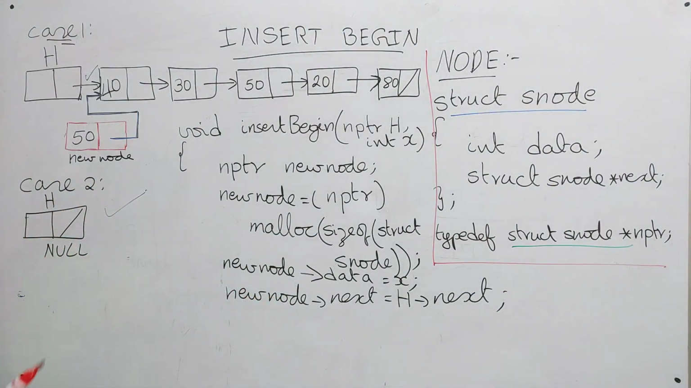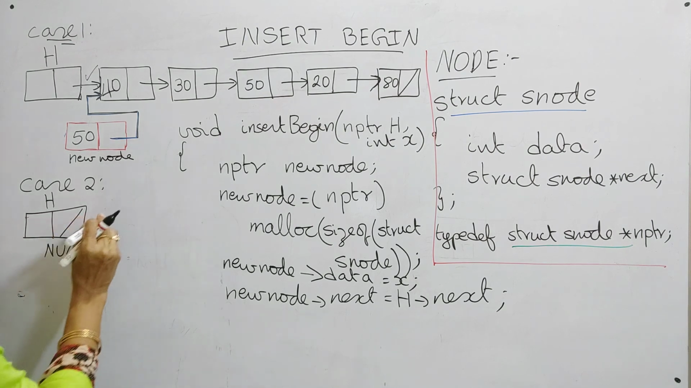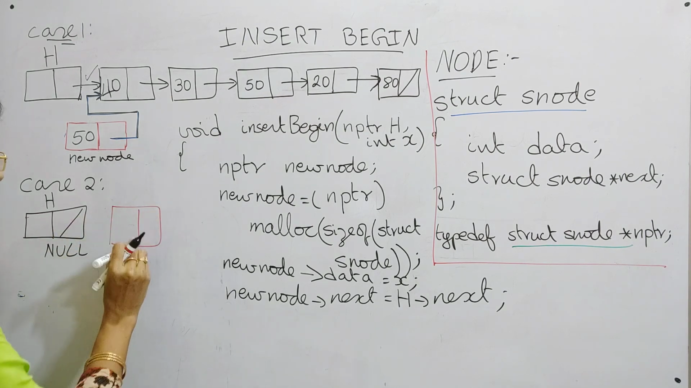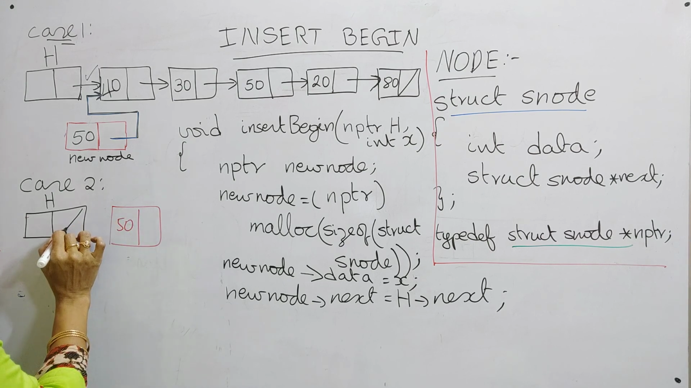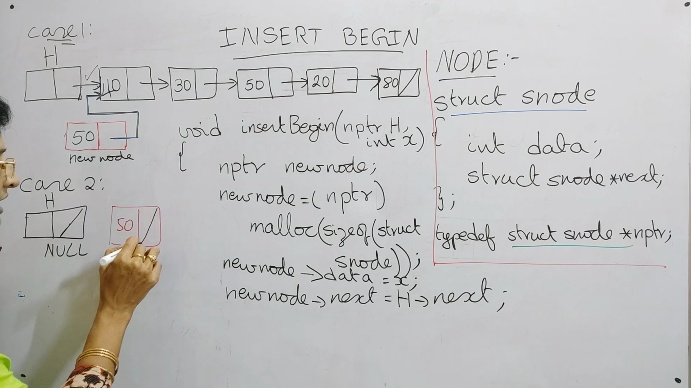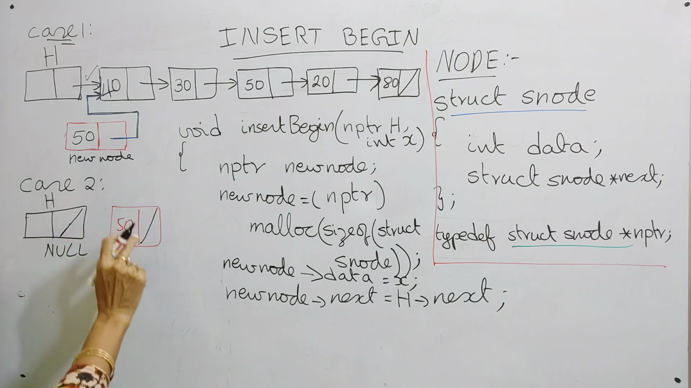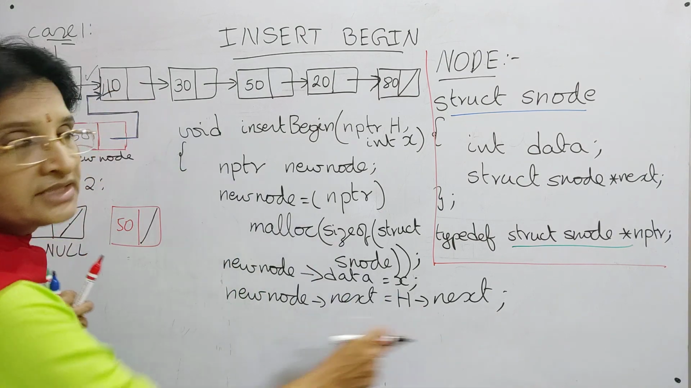Suppose this is our new node, and we have assigned the value 50. Here, what is there in the new node next? We have null. So this null will be assigned here. That means this is the first node now. So for both the cases, this is satisfied.